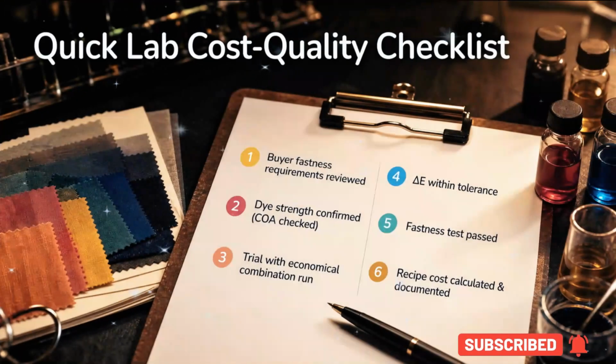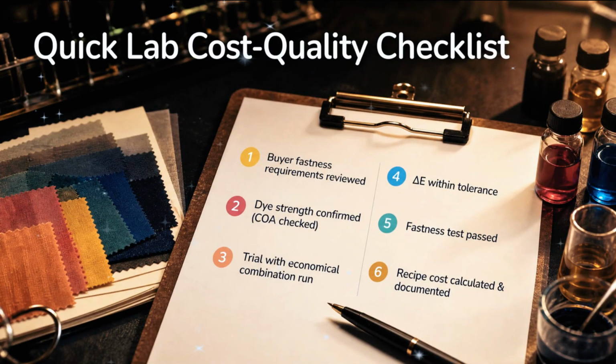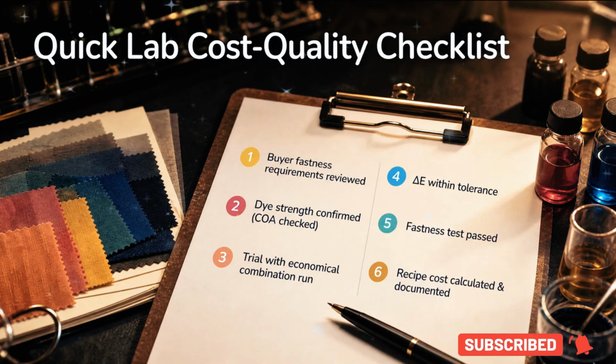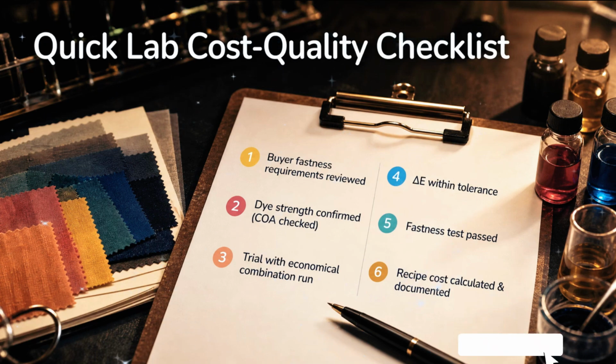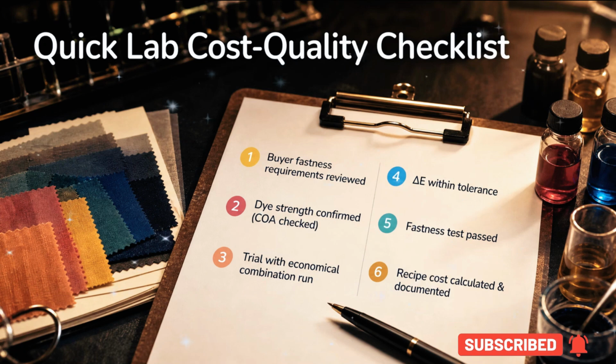Here is a quick lab cost-quality checklist. Review buyer fastness requirements, confirm dye strength, run an economical combination trial, check that Delta E is within tolerance, ensure the fastness test is passed, and calculate and document the recipe cost.